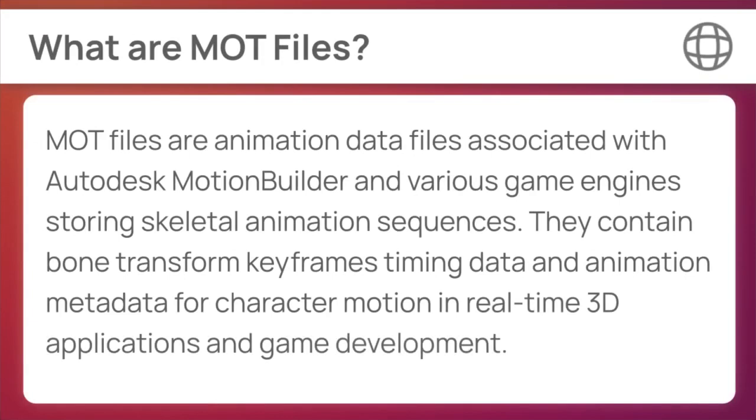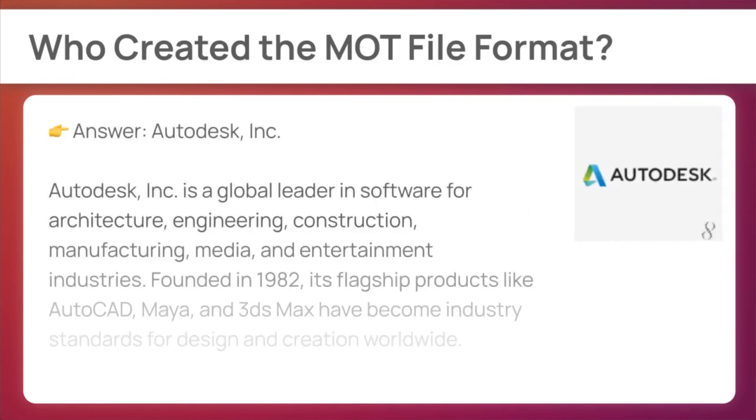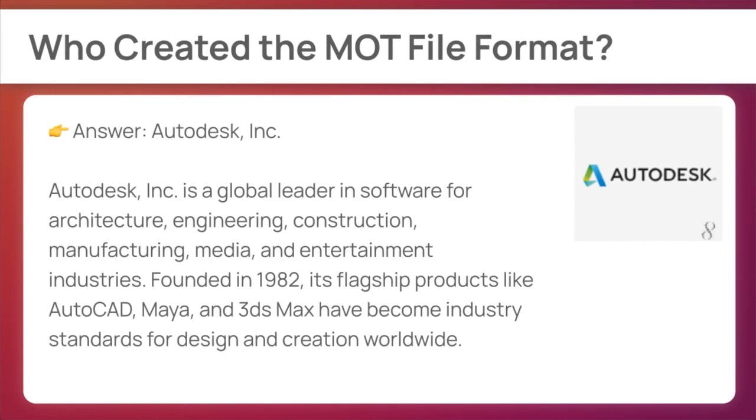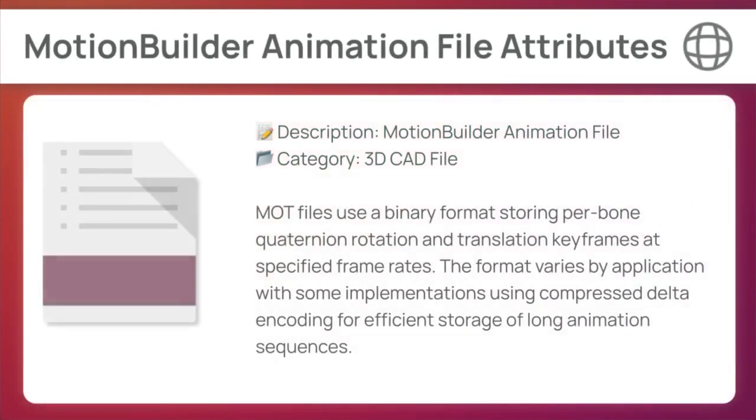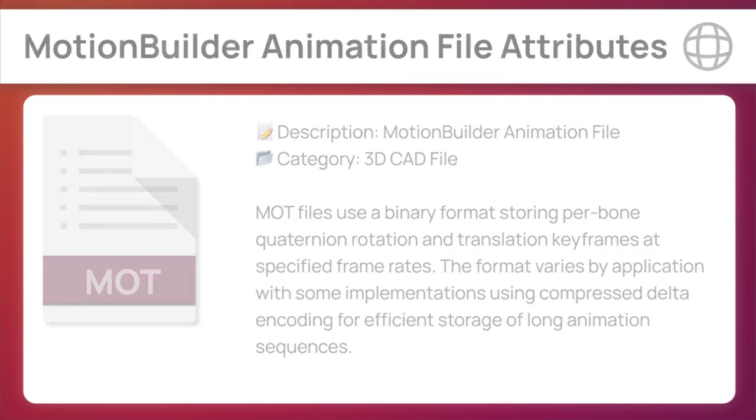MOT files are animation data files associated with Autodesk MotionBuilder and various game engines storing skeletal animation sequences. They contain bone transform keyframes, timing data, and animation metadata for character motion in real-time 3D applications and game development. MOT files use a binary format storing per-bone quaternion rotation and translation keyframes at specified frame rates. The format varies by application, with some implementations using compressed delta encoding for efficient storage of long animation sequences.